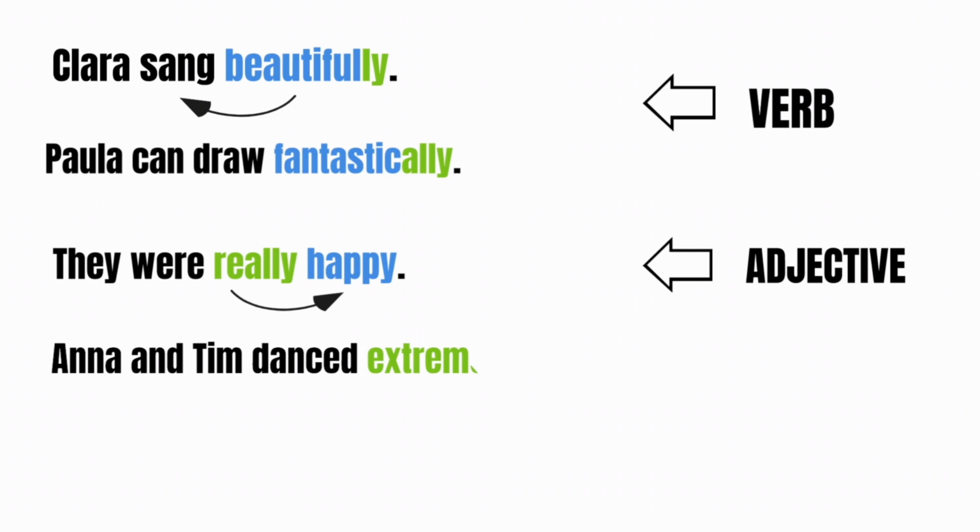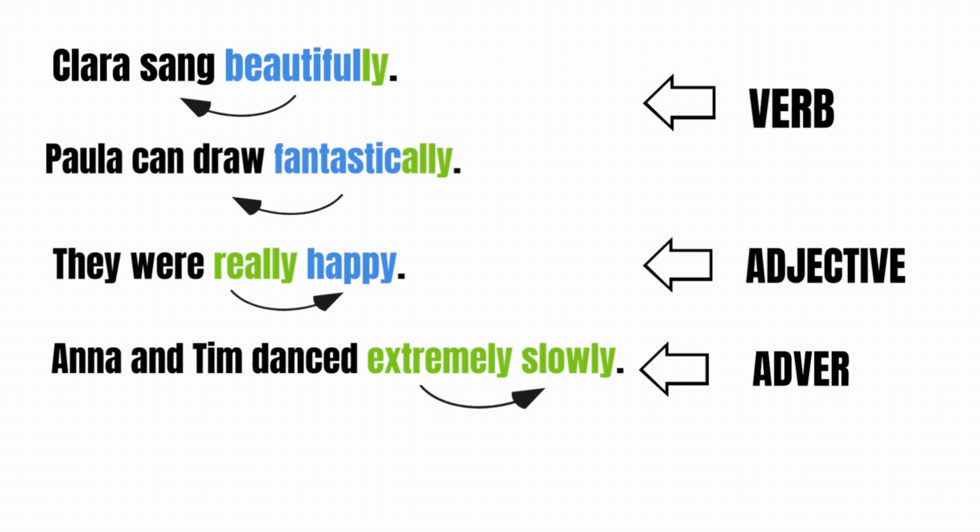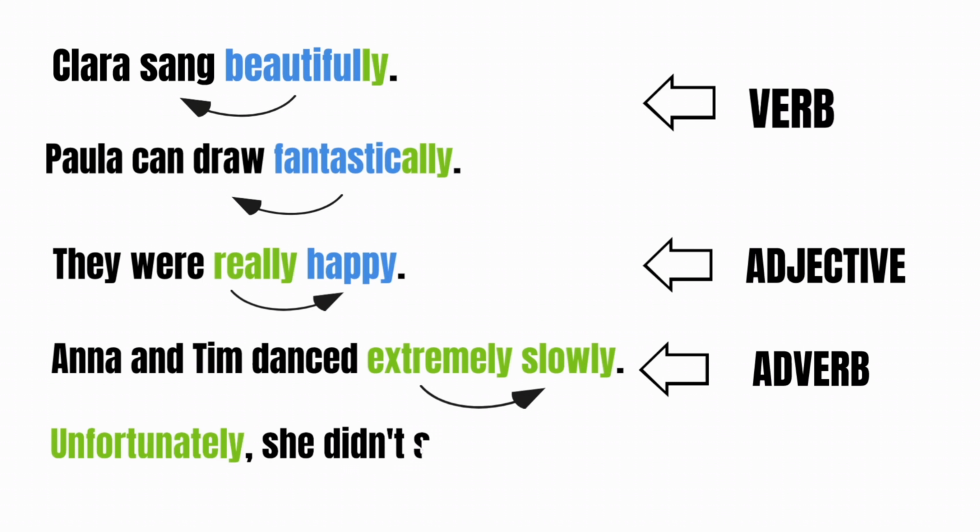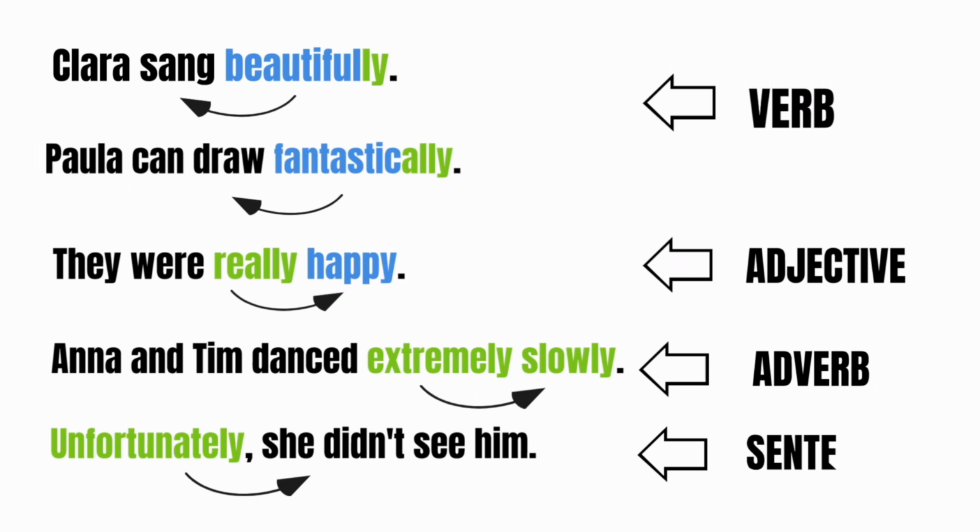Anna and Tim danced extremely slowly. Slow waltz, slow fox, for example, as they were so deeply in love. So extremely describes another adverb. And unfortunately, the adverb is at the beginning of the sentence. Unfortunately she didn't see him. In this sentence, as I mentioned before, the adverb unfortunately describes the whole sentence.